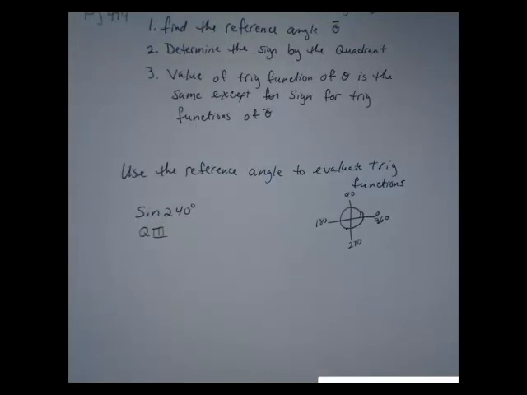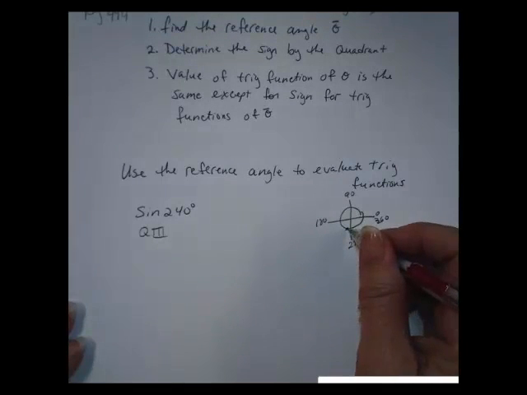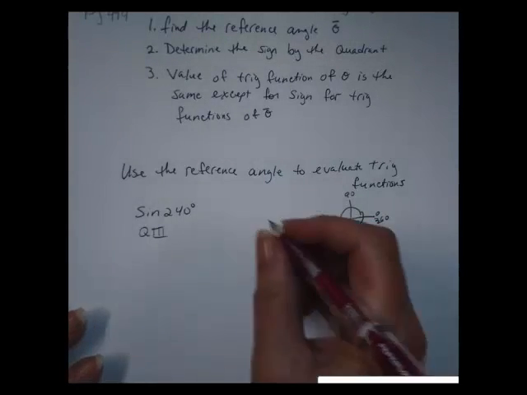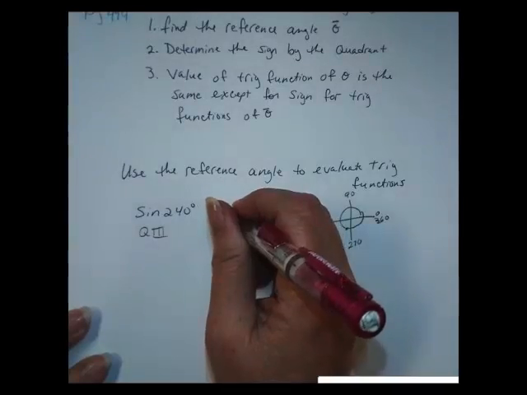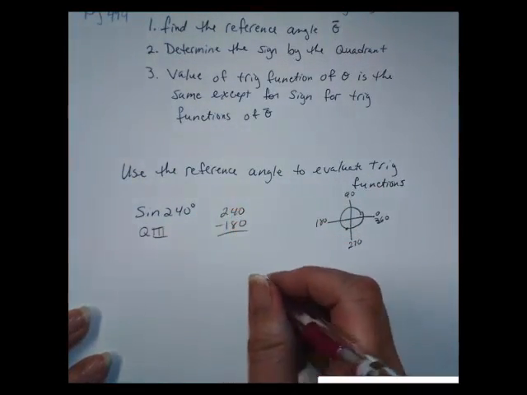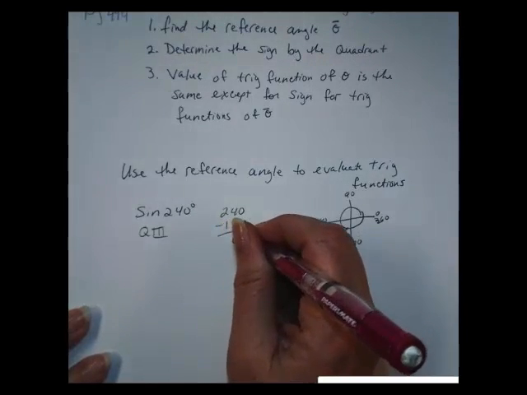And if we want to find that reference angle, the closest axis back is the negative x-axis. So if we take away 180 from 240, that will get us our reference angle. So if we take 240 and subtract 180, that will get us 60 degrees.